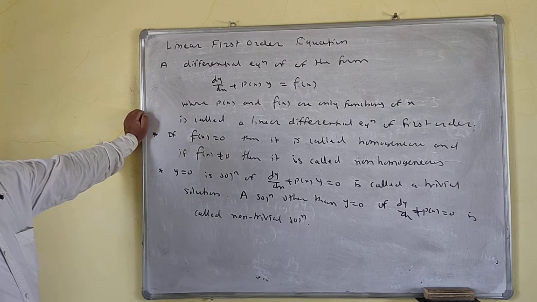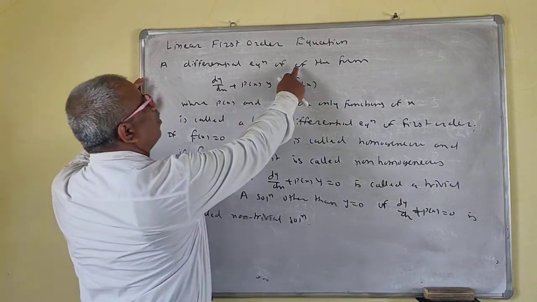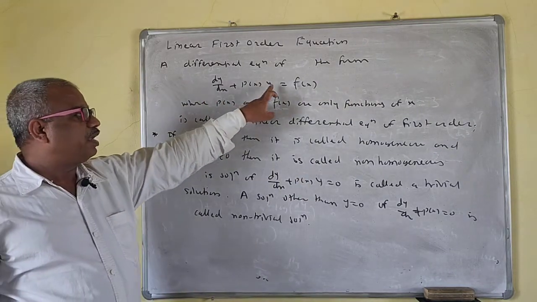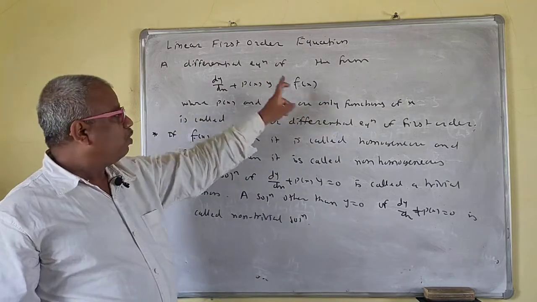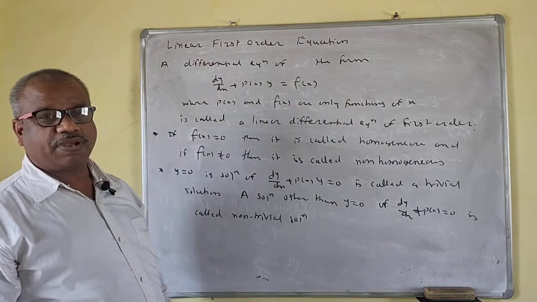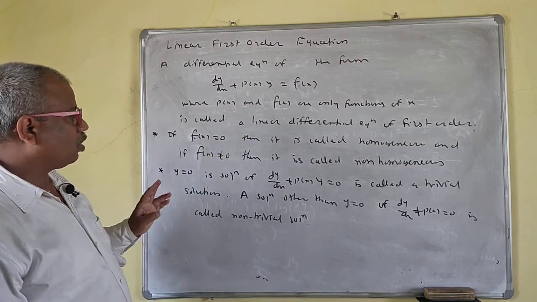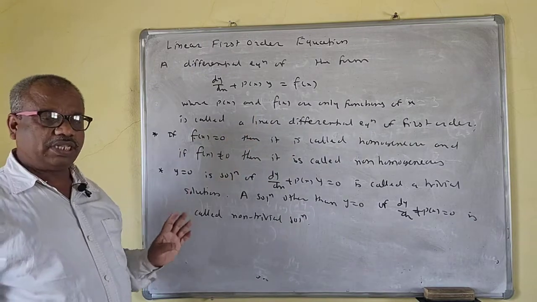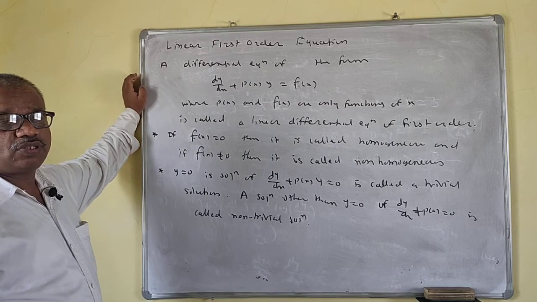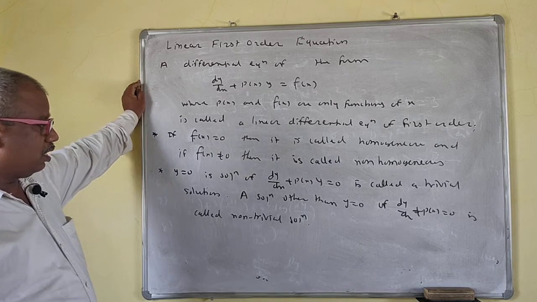Now we'll see what we mean by a linear differential equation of order 1. A differential equation of the form dy/dx plus p of x times y is equal to f of x, where both p of x and f of x are only functions of x, is called a linear differential equation of order 1, or first order linear differential equation. If f of x is equal to 0, then it is called a homogeneous linear differential equation of order 1, and if f of x is not equal to 0, then it is a non-homogeneous linear differential equation of order 1.